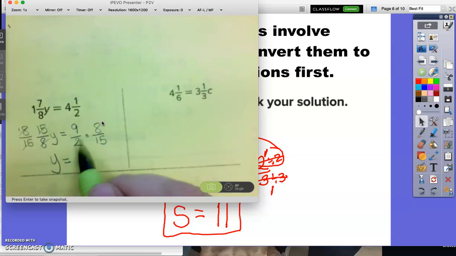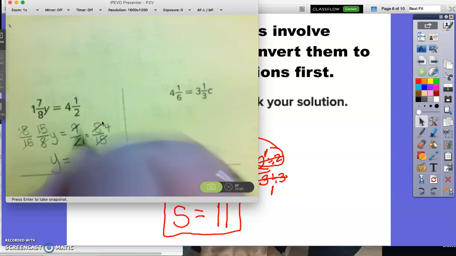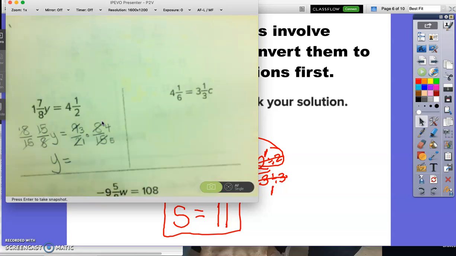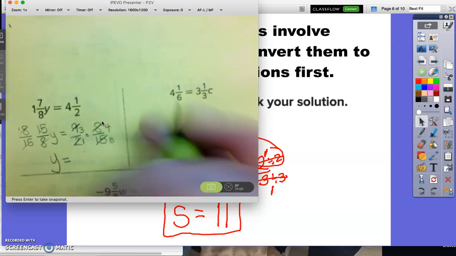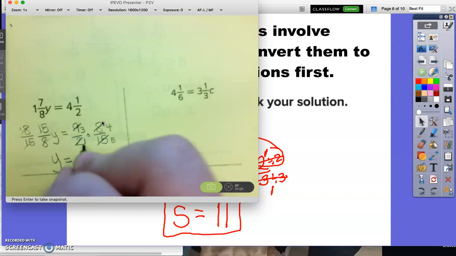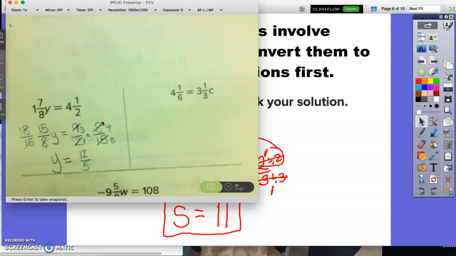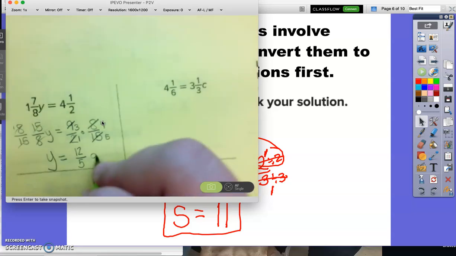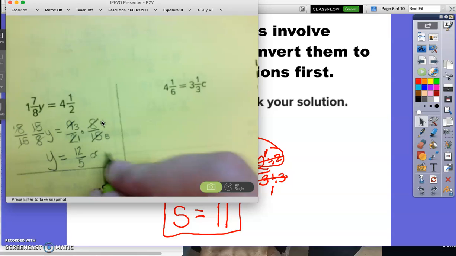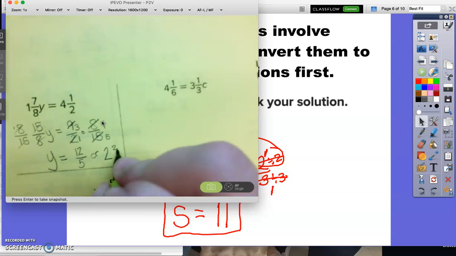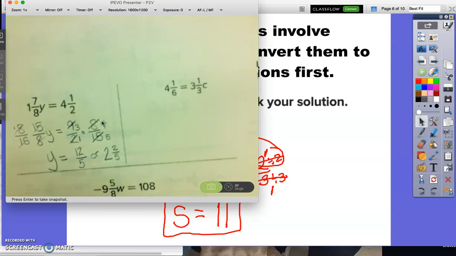Now these I can simplify. 2 and 8 can both be divided by 2. So 4 and 1. And 9 and 15 can both be divided by 3. 3 and 5. So now I have 3 times 4 on top, which is 12. 1 times 5 on the bottom, which is 5. So 12/5. I want to change it back to a mixed number. So 5 goes into 12 2 times with a remainder of 2. And the denominator always stays the same. Okay.